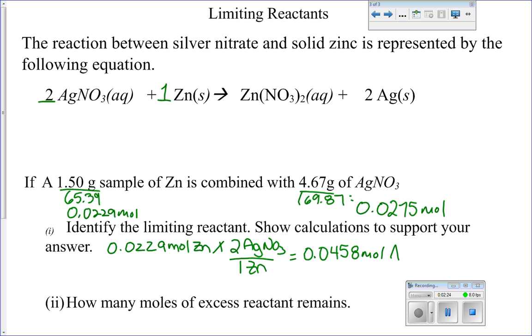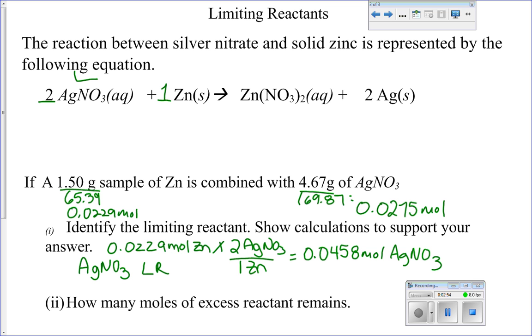My problem is, if I take a look at what I have in my reactants in my cupboard, basically, I don't have enough. I need 0.0458 to be able to consume all the zinc, but I only have 0.0275. So instantly I see that my silver nitrate is my limiting reactant. So the answer here would be the limiting reactant would be silver nitrate. So AgNO3 is the limiting reactant.